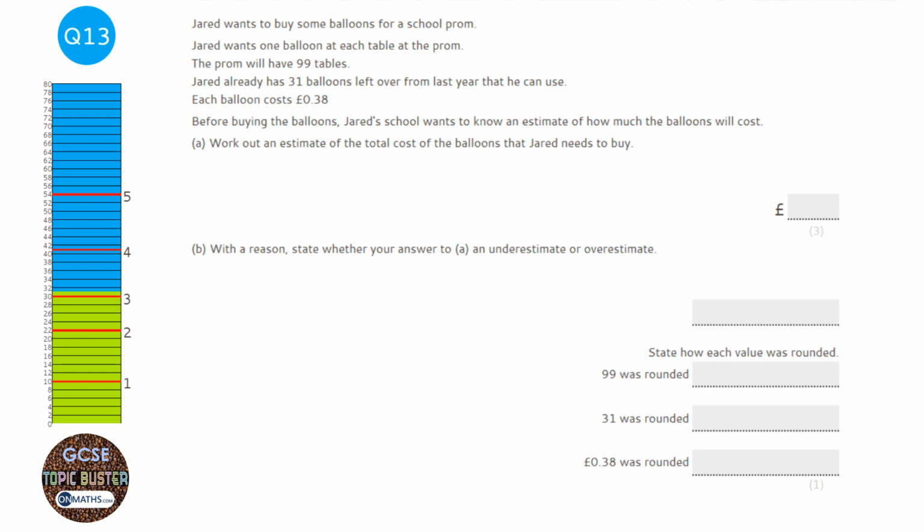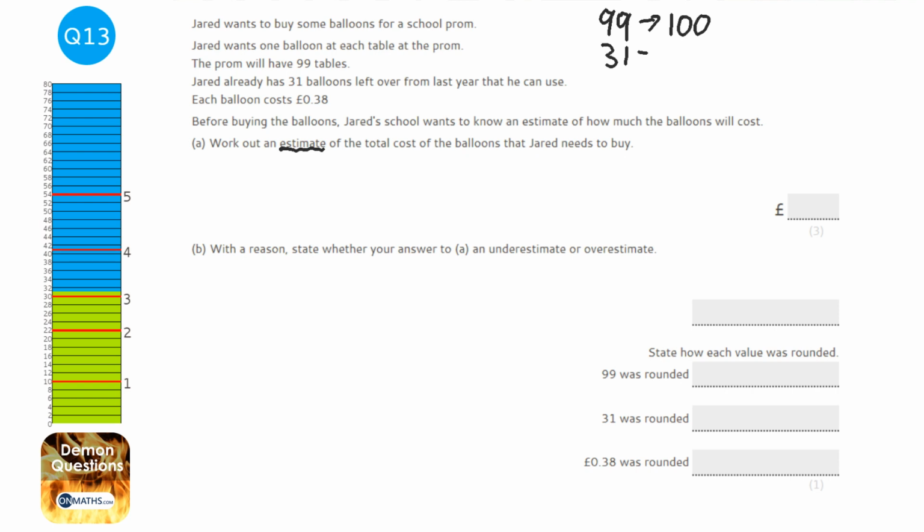So the most important word in this question is estimate, okay, because that means we don't want an exact answer. And as soon as they use the word estimate or estimation, you need to make sure you round the numbers in the question. So I'm going to go through each of the numbers one by one, and I'm going to start off with 99 tables. Well, 99 tables will obviously round to 100.